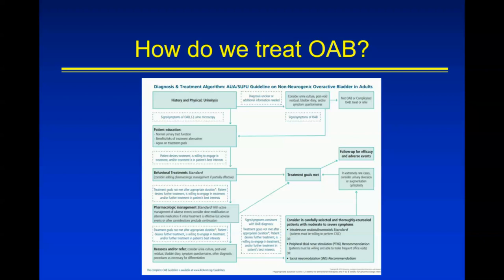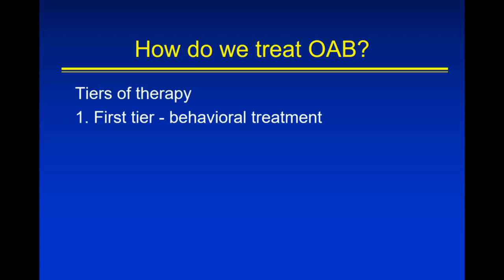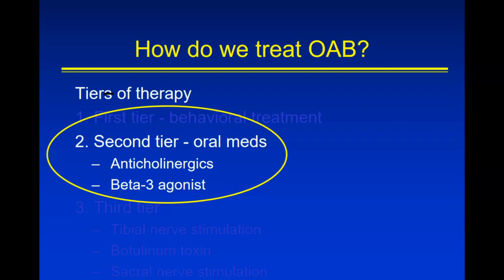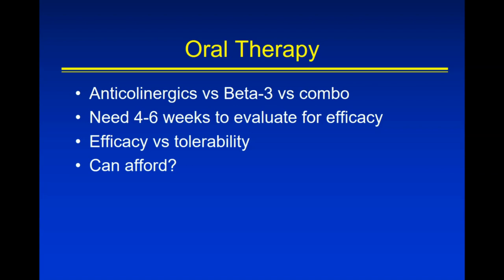So KK has already alluded to how we treat this in the tiers of therapy, where the first tier is behavioral, but also if you want to use medications with that, there's medical therapy, and then the third line therapies. And really what we mostly do are second tier therapies. So how we treat overactive bladder in the majority of patients, really focusing on second tier therapies. It's either medications you want to give patients 4 to 6 weeks, and the question is, does it work?